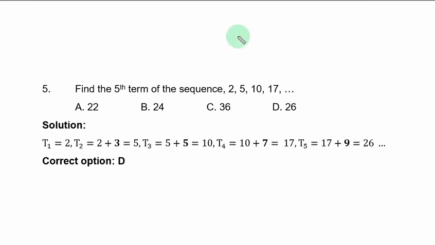Question 5. Find the fifth term of the sequence 2, 5, 10, 17. So let us get a pattern from the first 4 terms. The first term is 2. To get the second term 5, you add 3 to the first term. To get the third term, you add 5 to the second term. To get the fourth term, you add 7 to the third term. So the pattern is addition of the next odd number to the previous term. So for the fifth term, we have to add the next odd number, 9, to 17, and that is 26. D is the correct option.